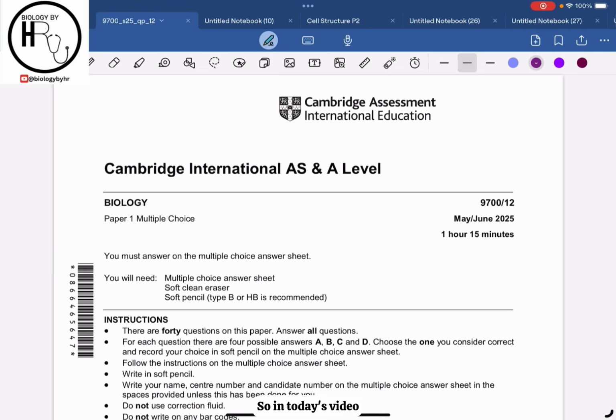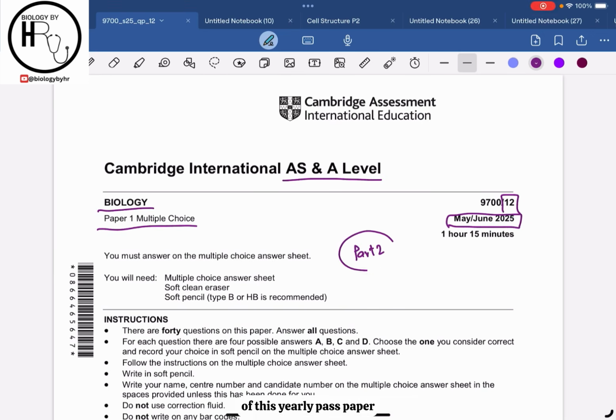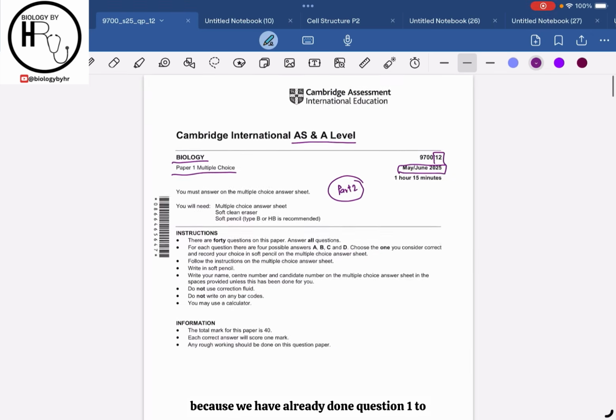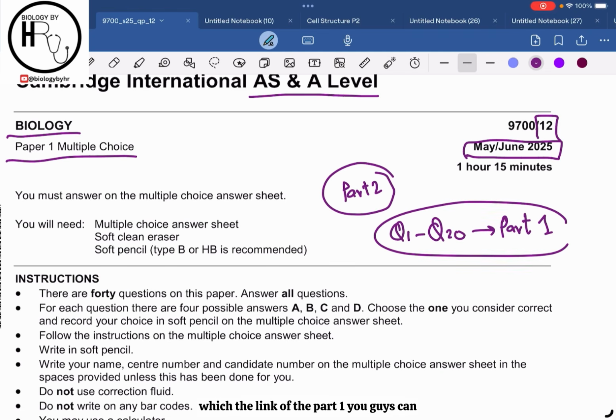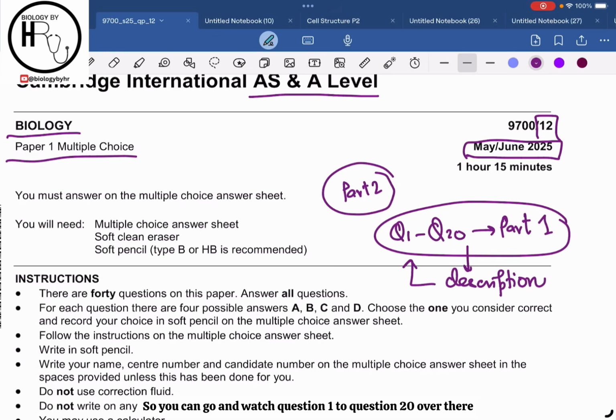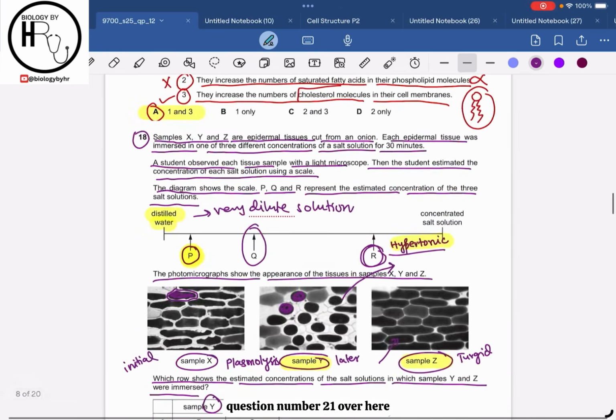So in today's video, we will be looking at AS and A-level biology paper 1 of the year May-June 2025, paper 1-2, and this will be specifically part 2 of this yearly past paper, because we have already done question 1 to question 20 in part 1. The link of part 1 you can find in the description box below, so you can go and watch question 1 to question 20 over there. Now we will be starting off this class with question number 21.